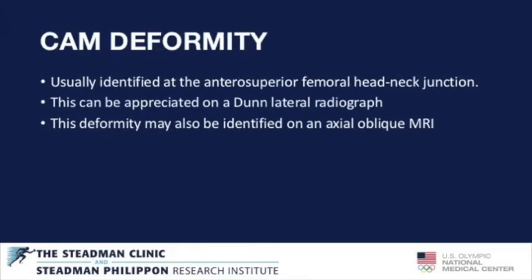The typical cam deformity is due to an abnormality at the anterior superior femoral head and neck junction. It may be identified on the Dunn lateral radiograph, although this only allows a two-dimensional representation of the deformity. An axial oblique MRI allows assessment of the deformity at multiple positions along the region of pathology.